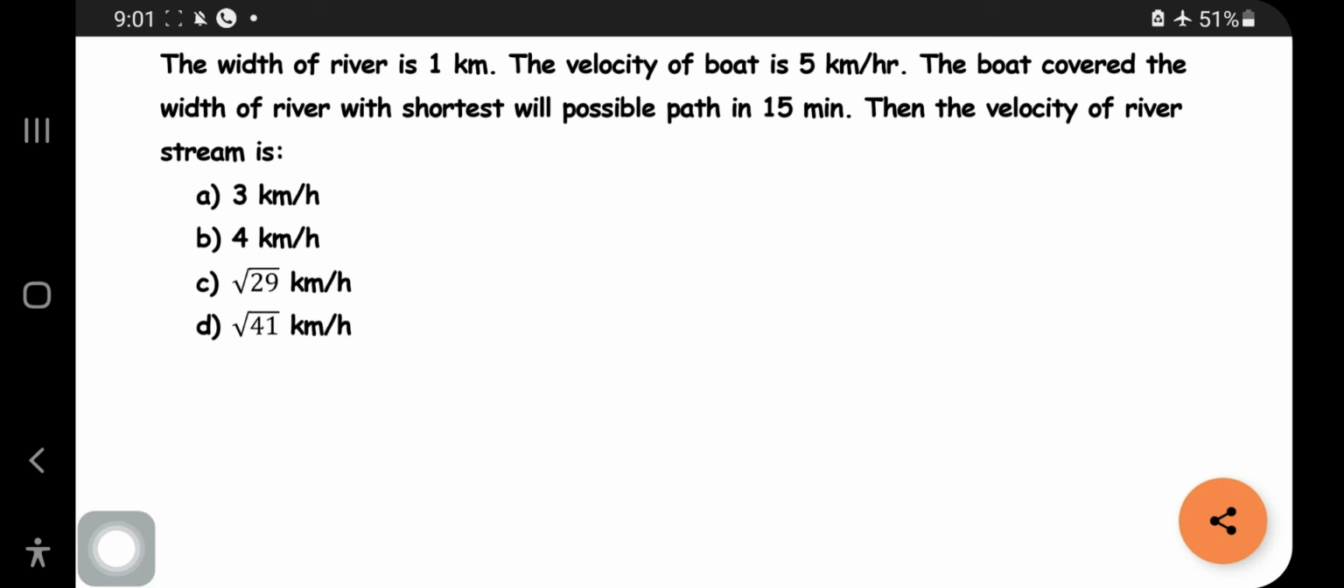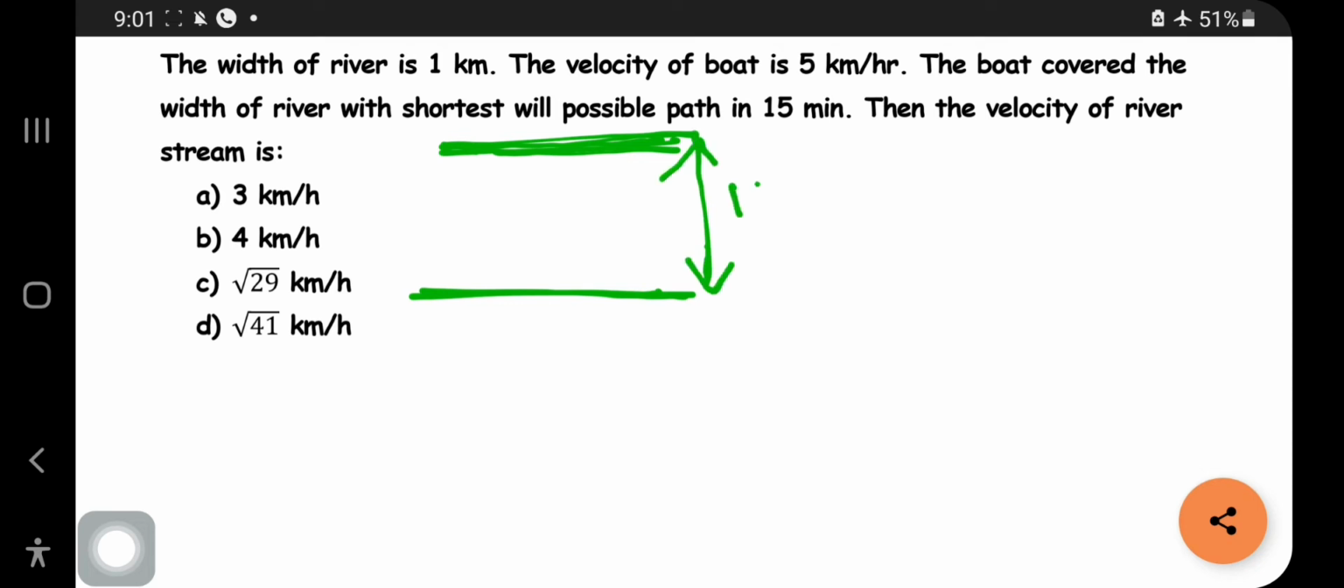Here the diagram based question is: there is a river, it is 1 kilometer wide, the velocity of the boat is 5 km per hour, and the boat covers the width of the river by the shortest path in 15 minutes. Then the velocity of the stream is? If it wants to move with the shortest path, this is the shortest path. The river will be moving like this, so the boat should first move like this.